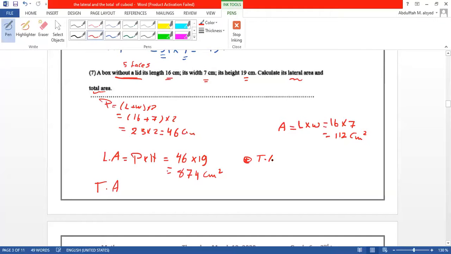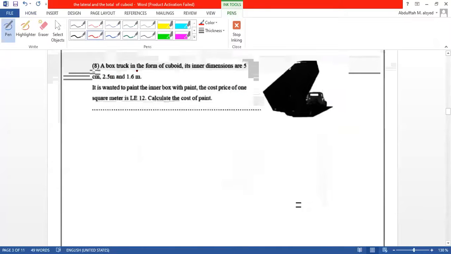Now, to find the total area, total area equals lateral area plus areas. But we agreed the lateral areas are the 4 sides, and 2 areas means the 2 bases. But he says without a lid, so we will not include this; we will take only one area. So plus 1 area, because it is without a lid. We have only 5 faces, 4 lateral and 1 base. So lateral is 874 plus the area of 1 base, 112, equals 986 centimeters squared.